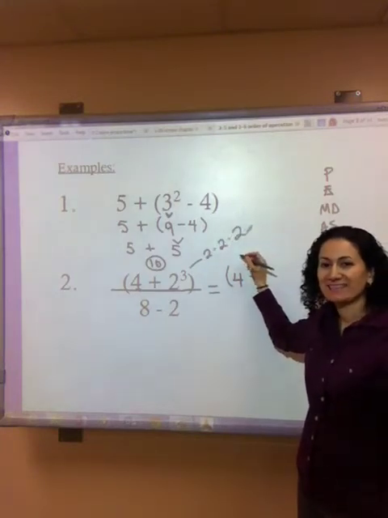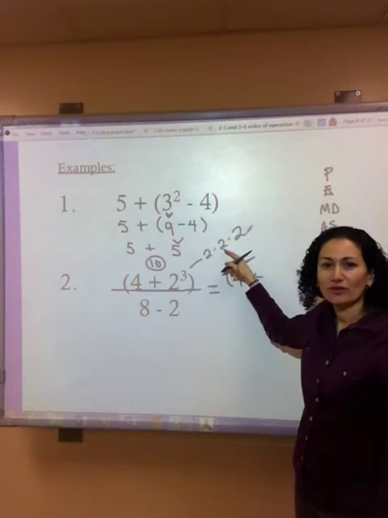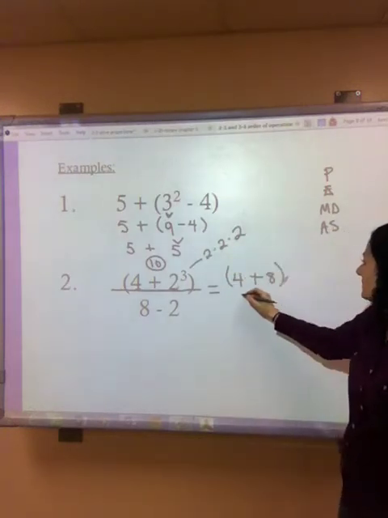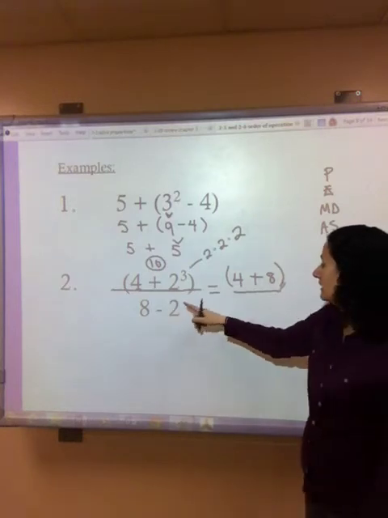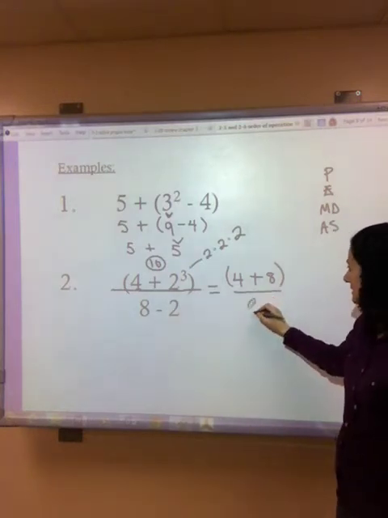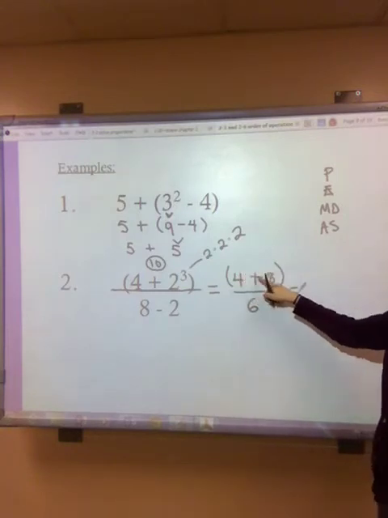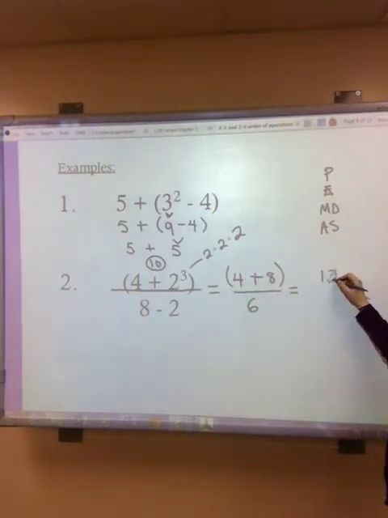No, not 6. 2 times 2 is 4. 4 times 2 is 8. So I've got 4 plus 8. And on the bottom, 8 minus 2, that's just 6. And now I'm going to finish what's in parentheses up here. 4 plus 8 is 12.